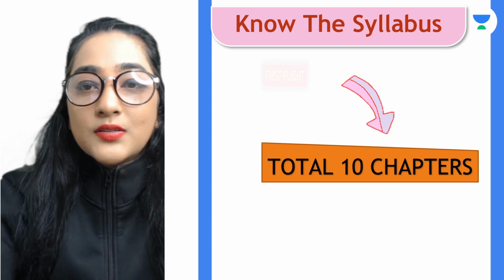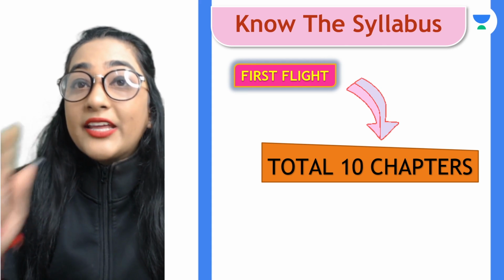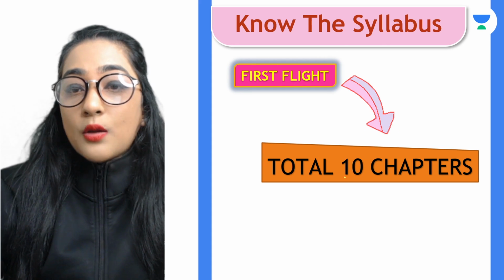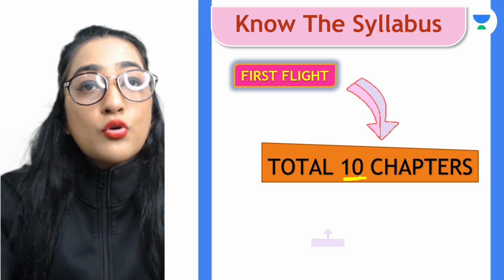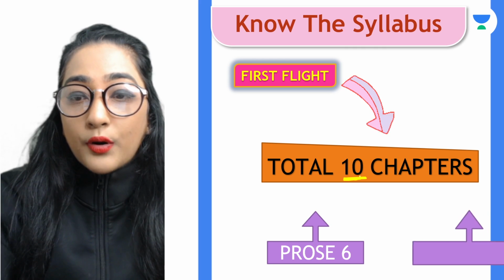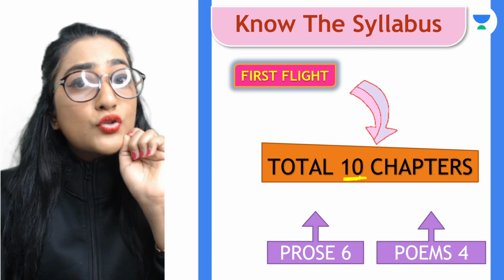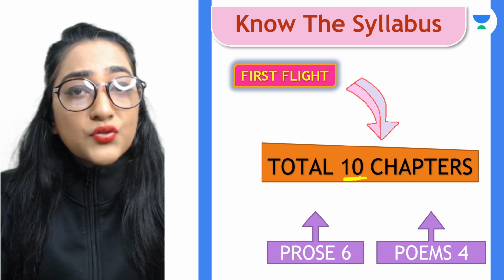So what is the syllabus? Know your syllabus, guys. You should know that in your First Flight, you have got a total of 10 chapters. Okay, keep that in your mind. There are total 10 chapters. Okay, don't be confused at the later stage. Wherein prose, it is 6 in number, and your poems, they are 4 in number. Keep it in your mind. You should know that in detail. Okay, that is really needed.